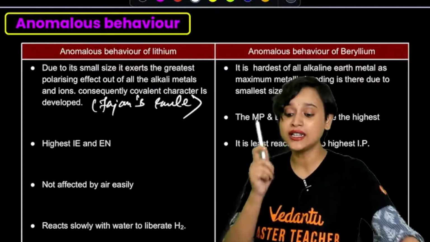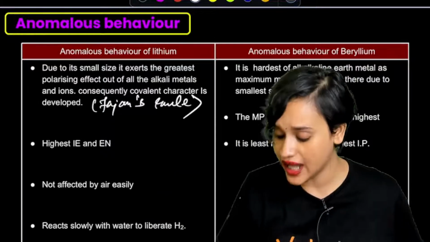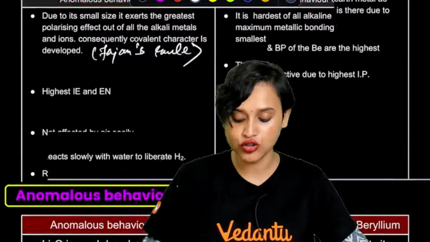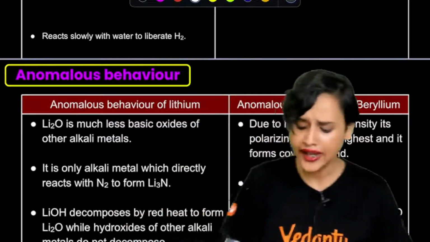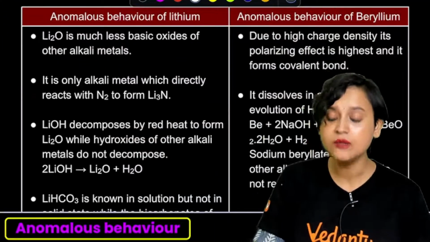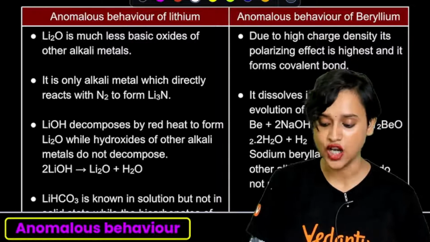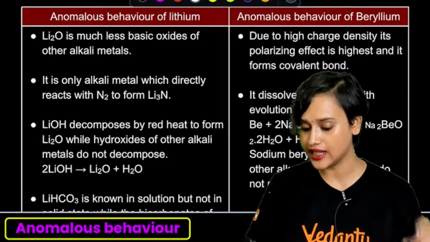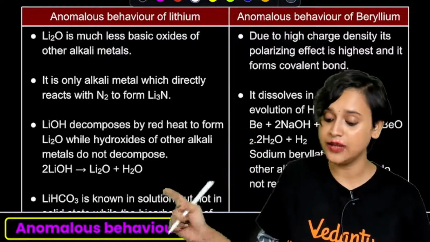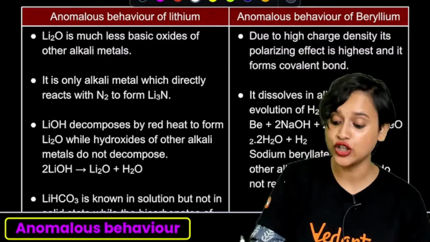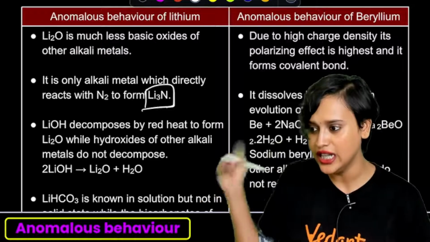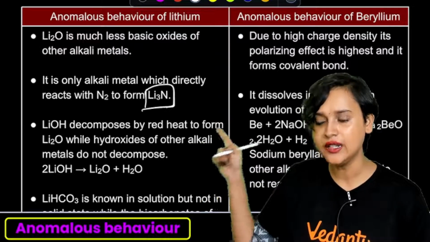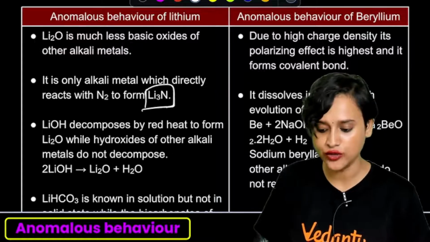The melting point and the boiling point of beryllium are the highest, and we see that it is also least reactive due to high ionization energy. Right? Then we see that lithium oxide is a much less basic oxide than the other alkali metal oxides. It is the only alkali metal which directly reacts with nitrogen to give you Li3N, and I remember I told you that. Remember I told you that it behaves differently. Haven't I told you that?